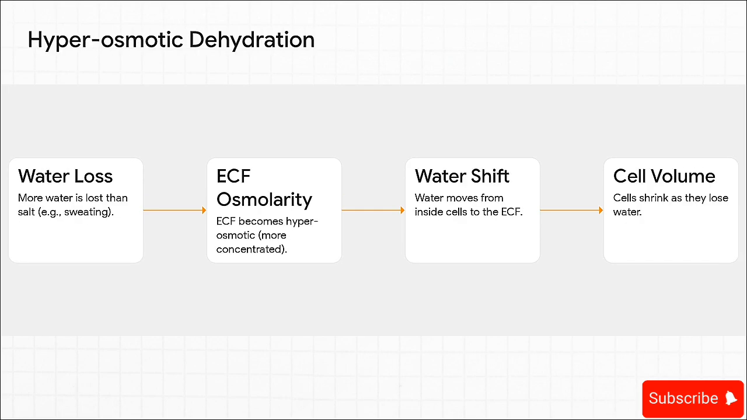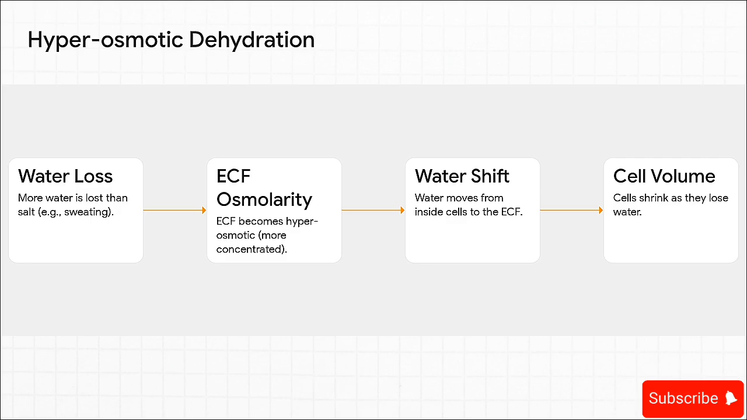Now, for the sweating part of our question, this is the kind of dehydration most of us are familiar with. When you sweat, you lose way more pure water than you lose salt. This makes the fluid outside your cells, what we call the extracellular fluid, super salty or hypertonic. And what happens then? Well, water gets pulled out of your cells to try and dilute that salty fluid outside.